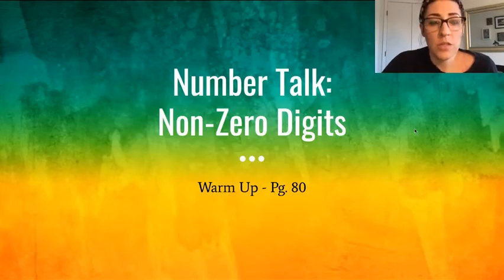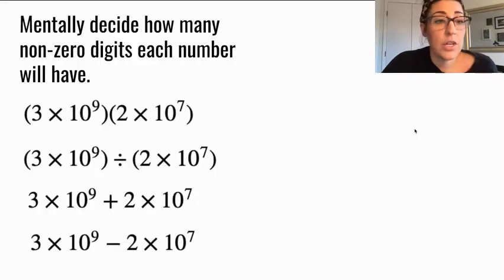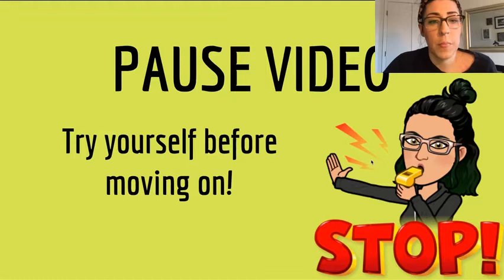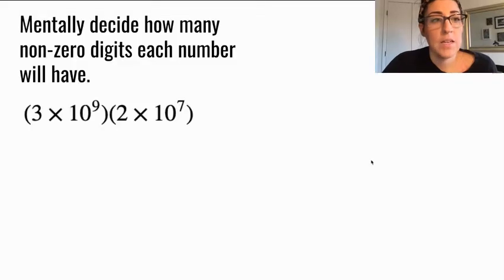We start with a number talk with non-zero digits. You're given 4 different expressions. Take a moment to pause here and mentally decide how many non-zero digits each number will have. Now that you've had some time to work, let's discuss.